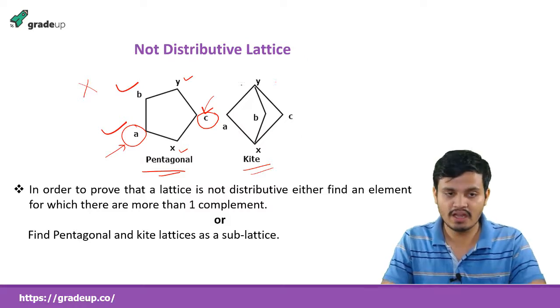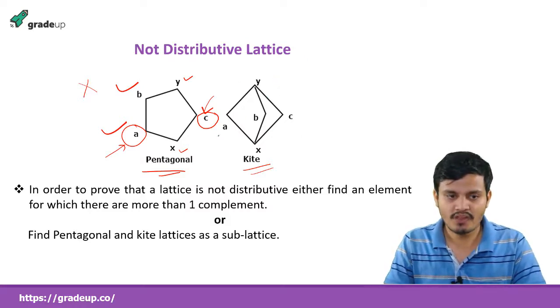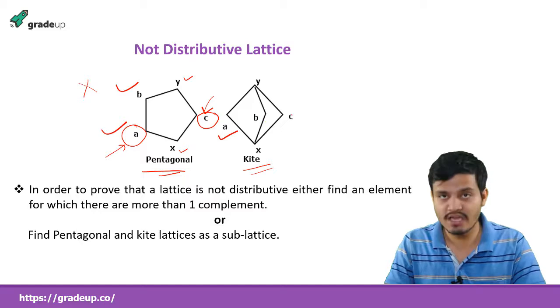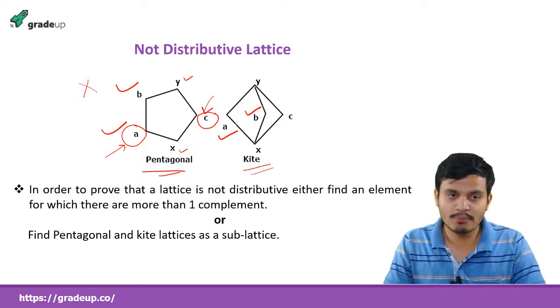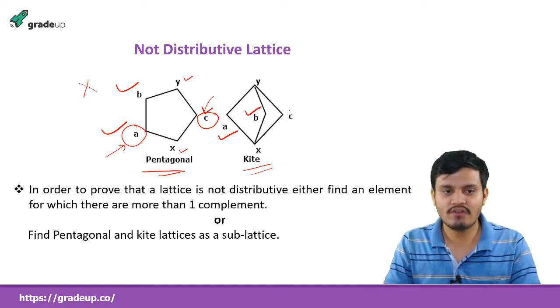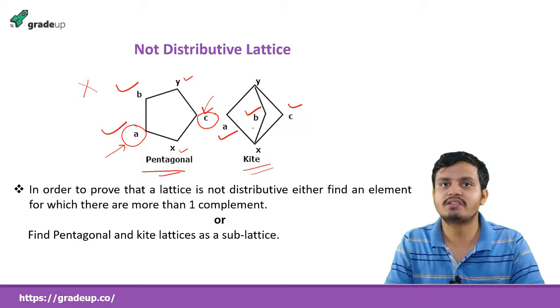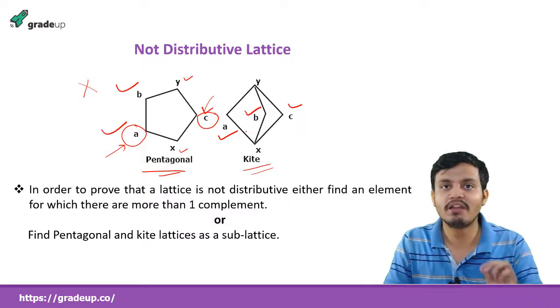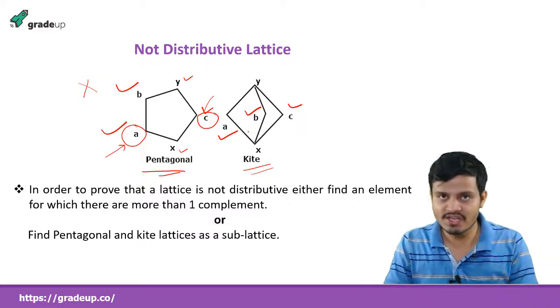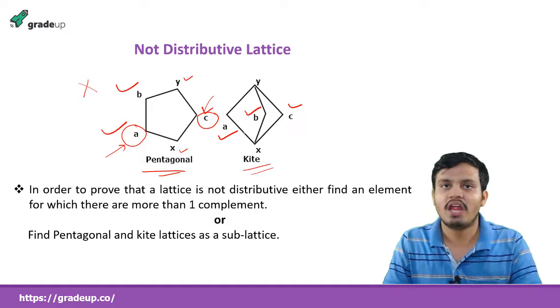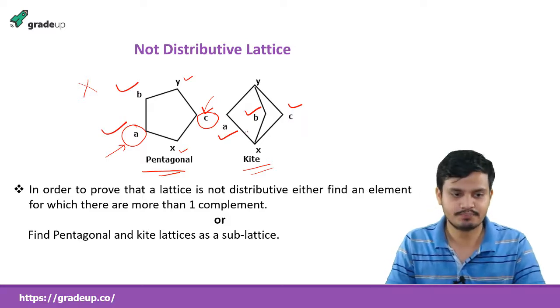Similarly, if you see this kite shape lattice, A has two complements which are B and C, B has two complements which are A and C, and C has two complements which are A and B. So this is also not a distributive lattice. In a distributive lattice, an element can have at most one complement. Either it does not have any complement, that is also fine, but when it has a complement, it should be one. If it has two complements, then we can say that it is not a distributive lattice.